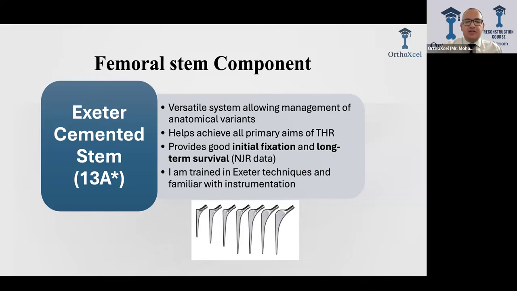So you can achieve the center of rotation. You have versatility to adjust the offset, both horizontal and vertical, and it's very easy to do. It has good initial fixation and long-term survival according to the NJR.